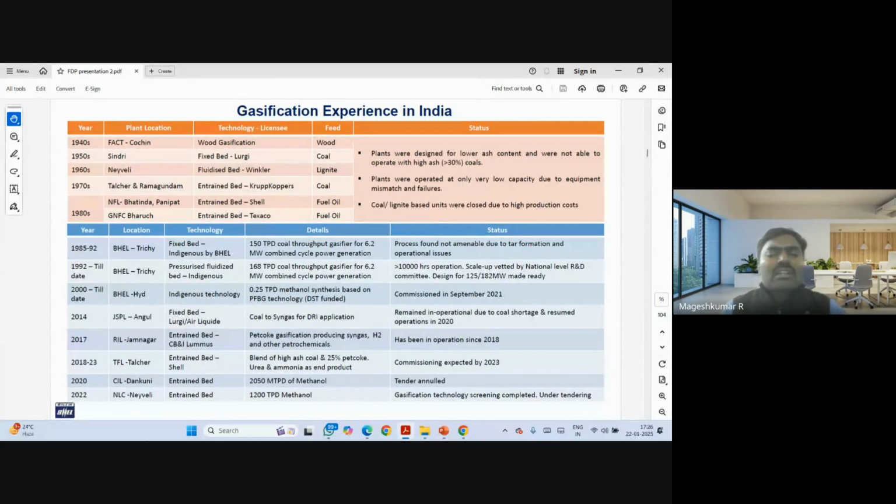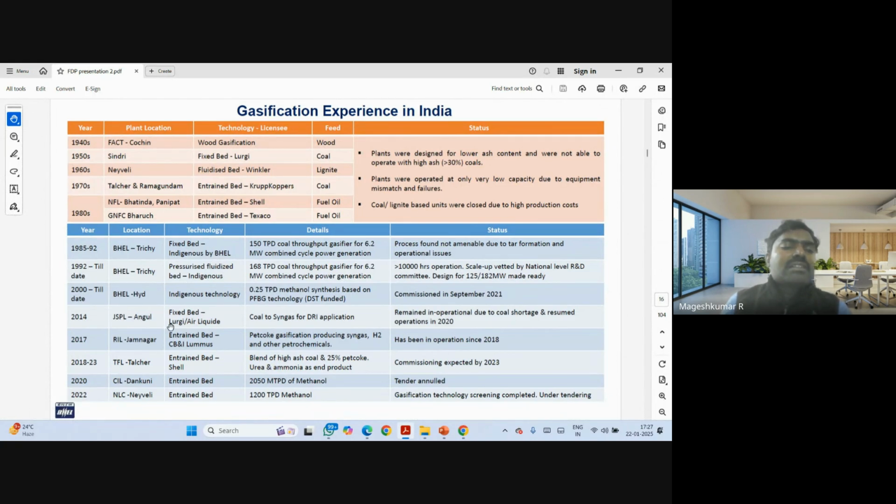So these are the other projects, like RIL Jamnagar. It is in operation since 2018. Actually, this fixed bed, by changing the coal, they are using this. When I was speaking about BHEL technology for our own, without doing any washing process, we were using the coal directly. And for using the coal directly, we have developed the technology, how to use it.